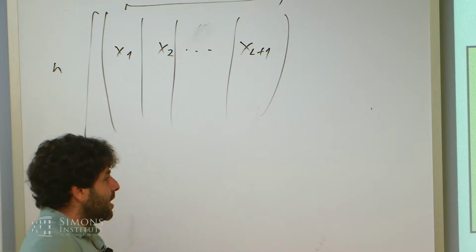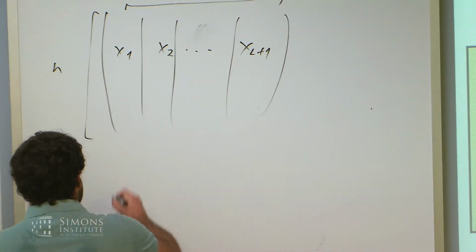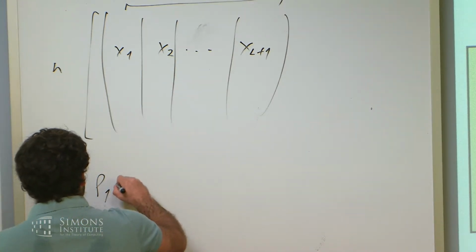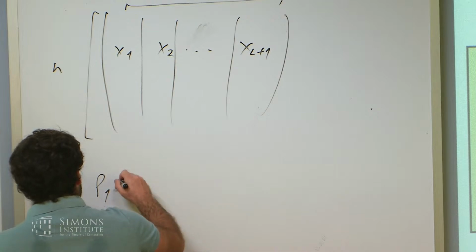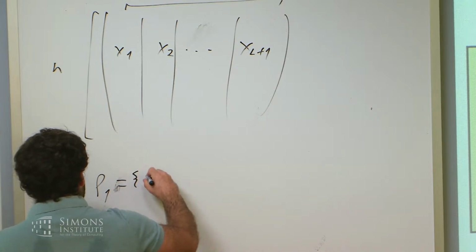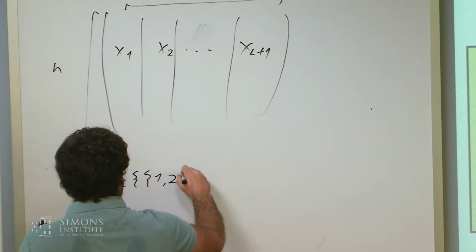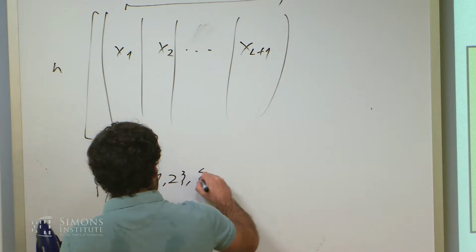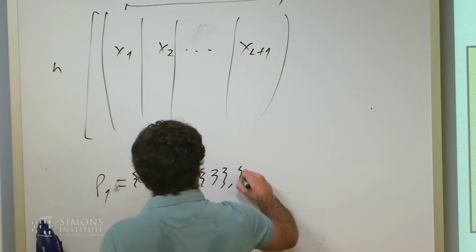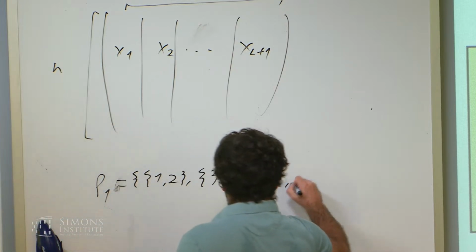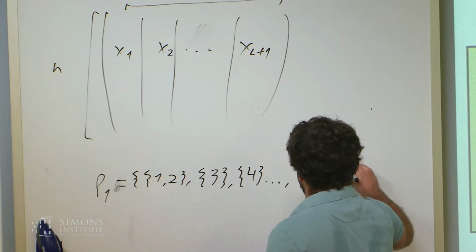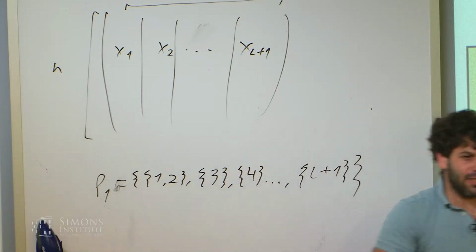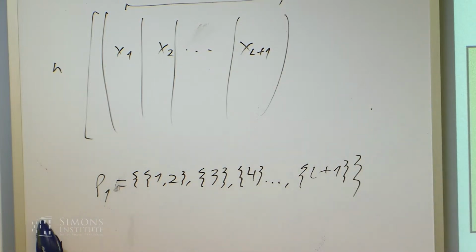Now, suppose that the first partition tells me that the first two coordinates need to be identical.